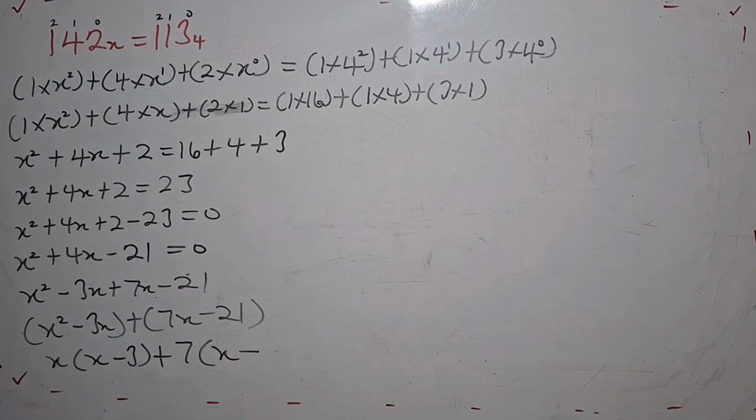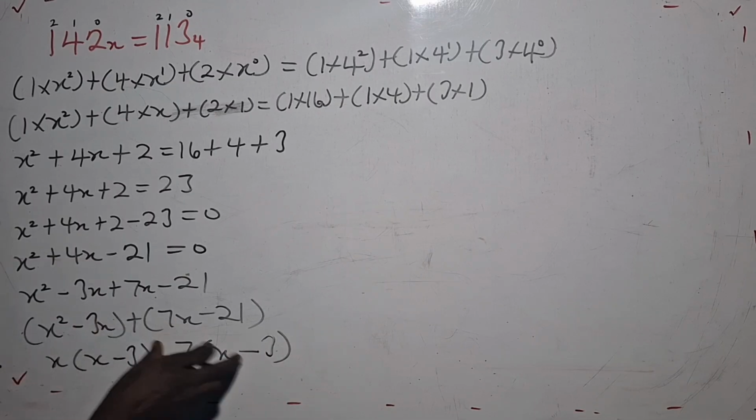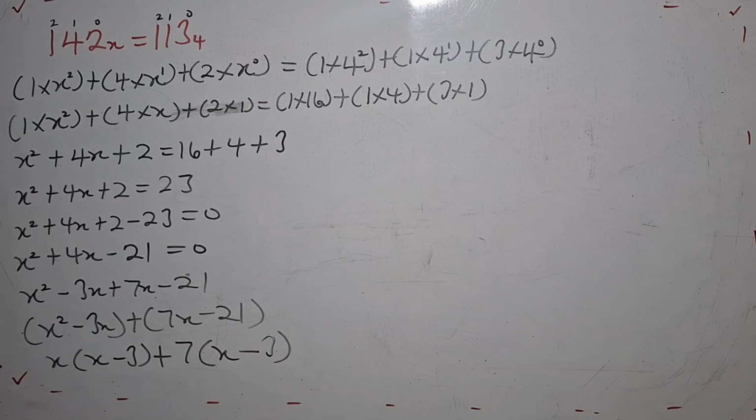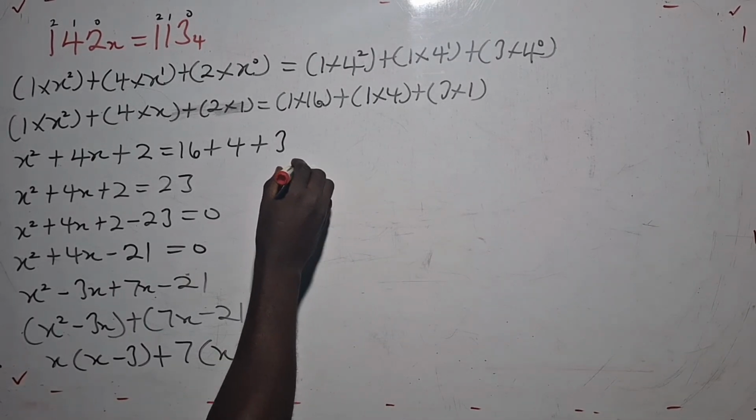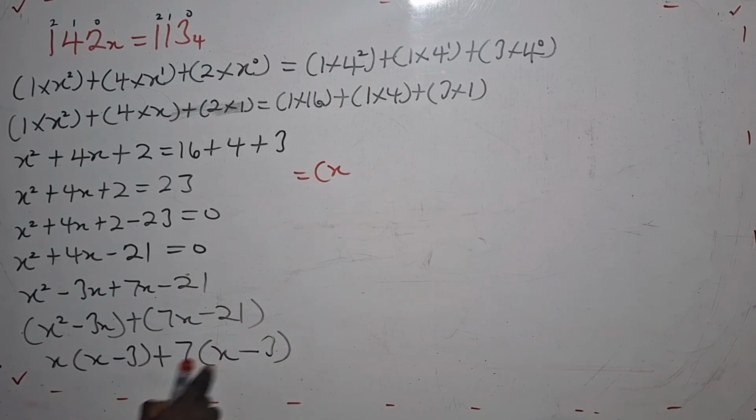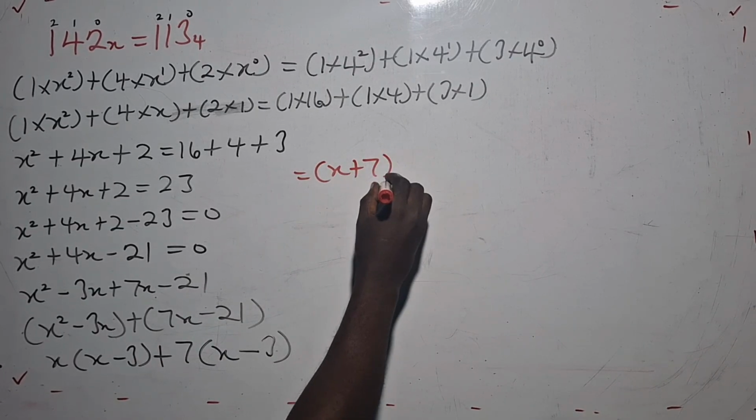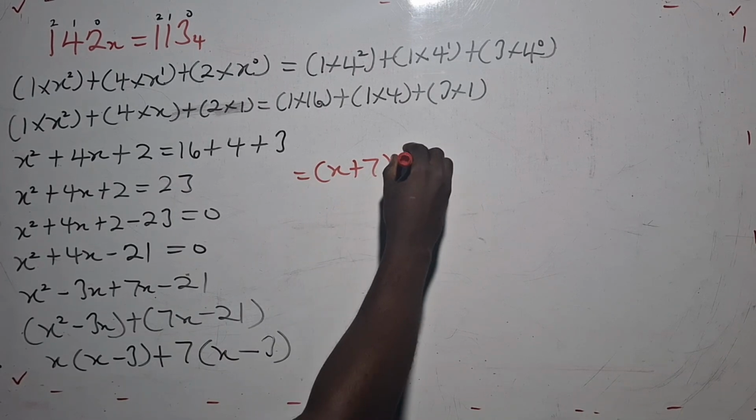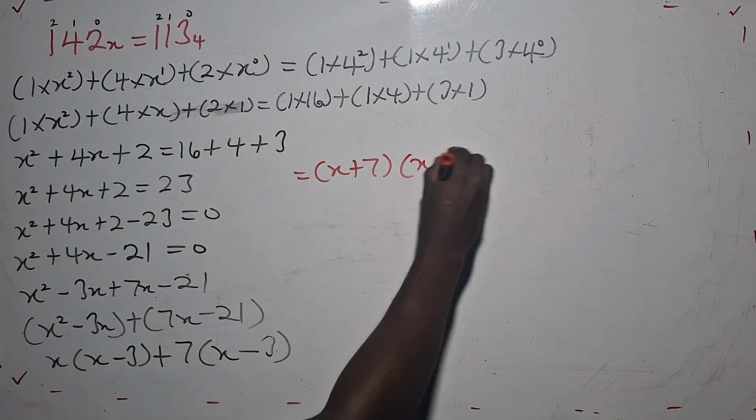7 will go into 21 how many times? 3 times. And in factorization, I've explained earlier that the terms in the bracket should be the same. The terms in the bracket should always be the same. If you don't get the same element, it means there's something wrong with what you are doing. So if you get this, then you pick the number in front of the first bracket, which is the x. Then pick the one in front of the second bracket, plus 7. Then you pick any one bracket.